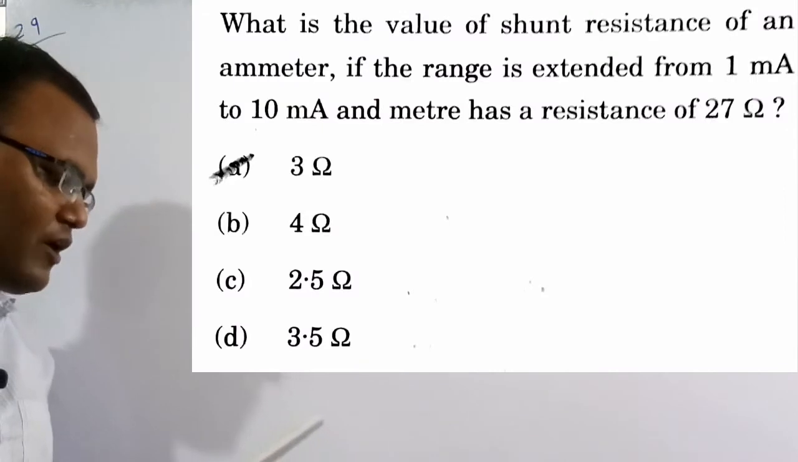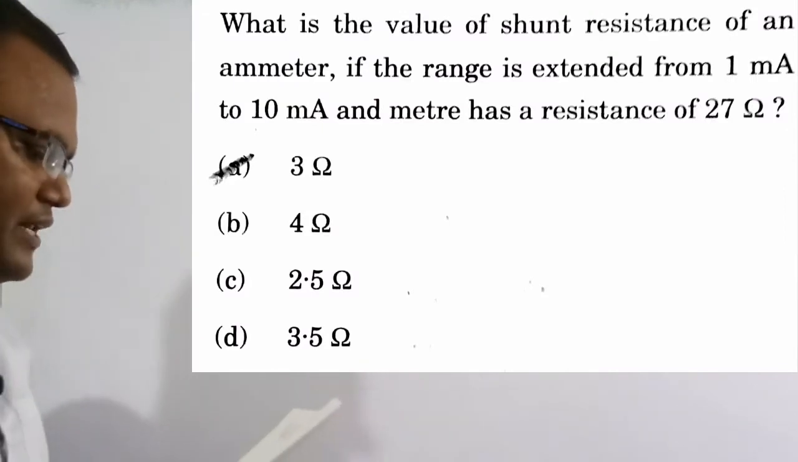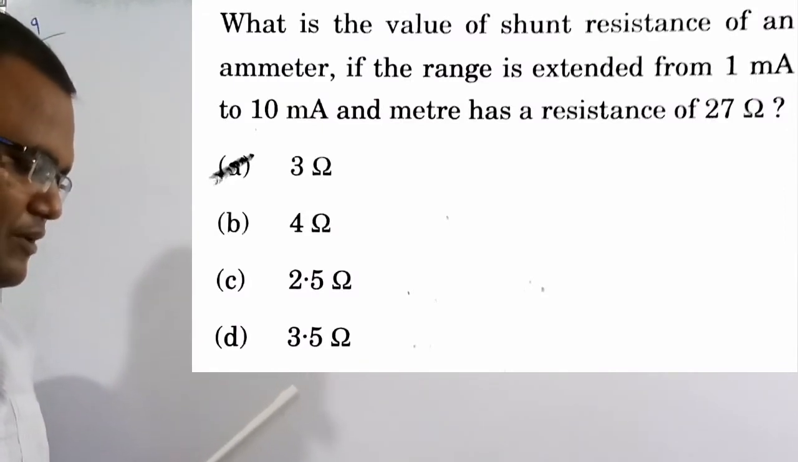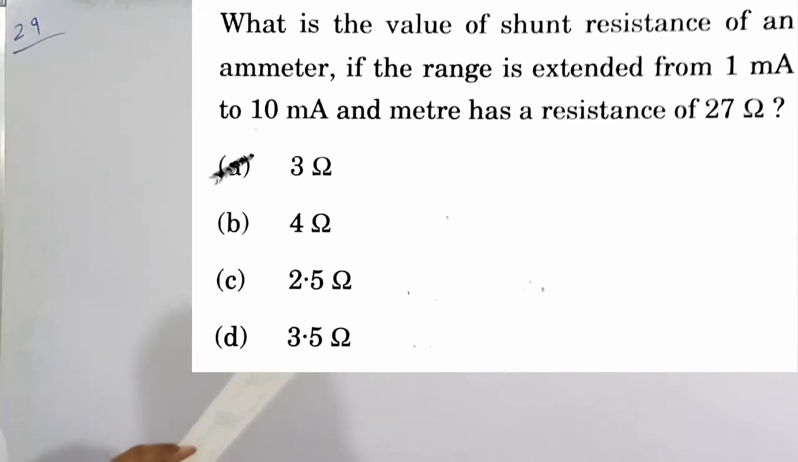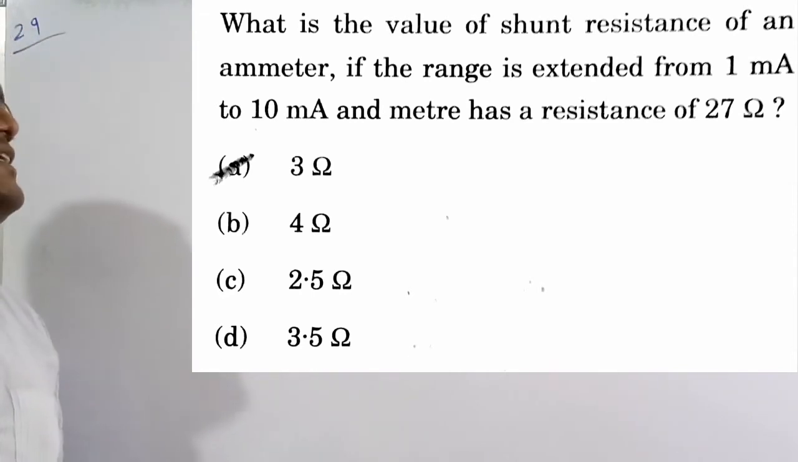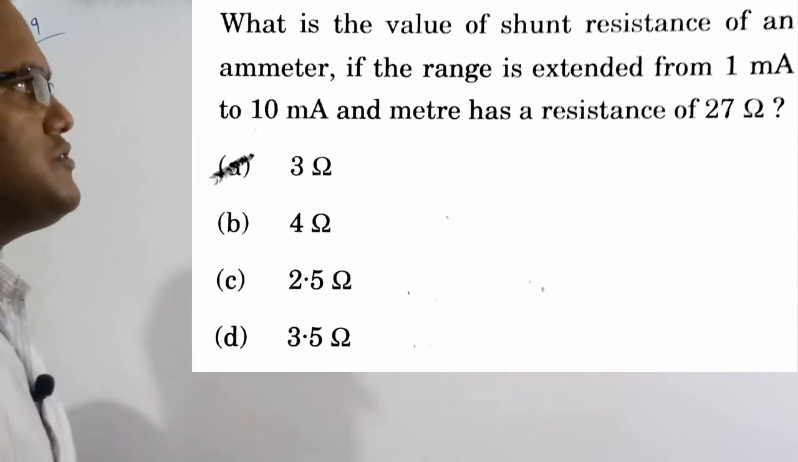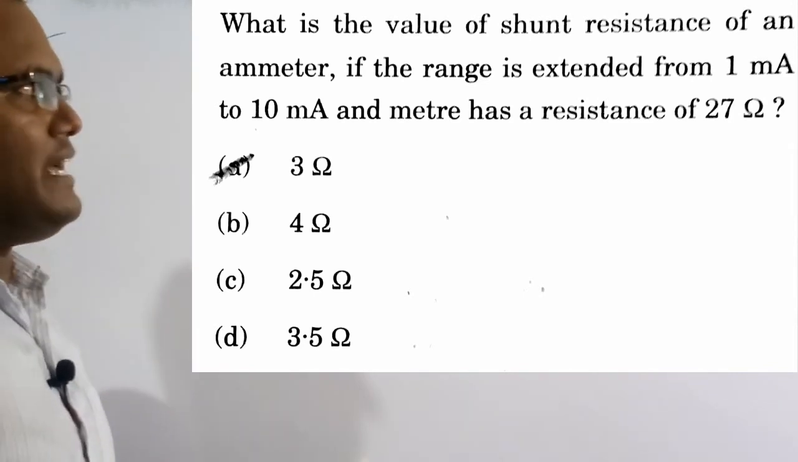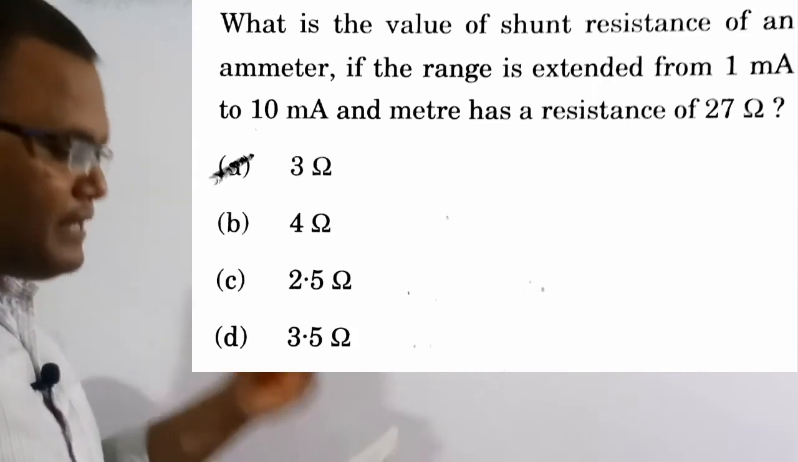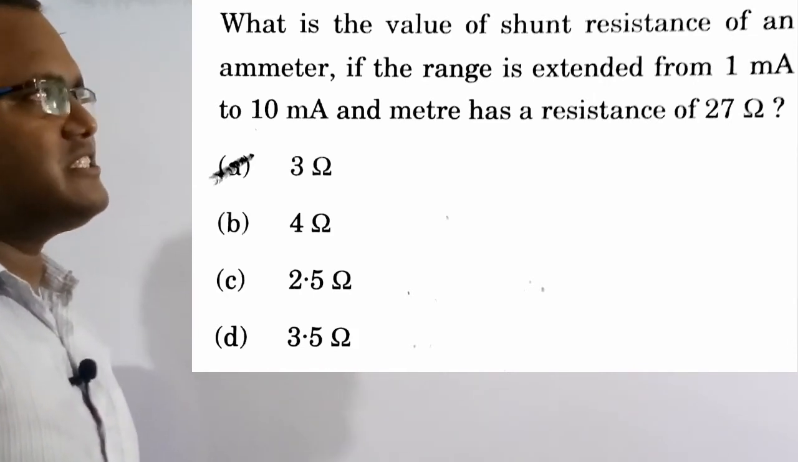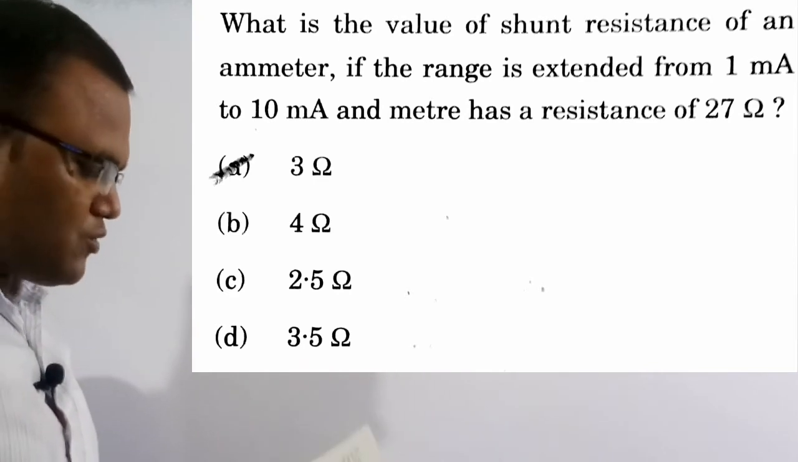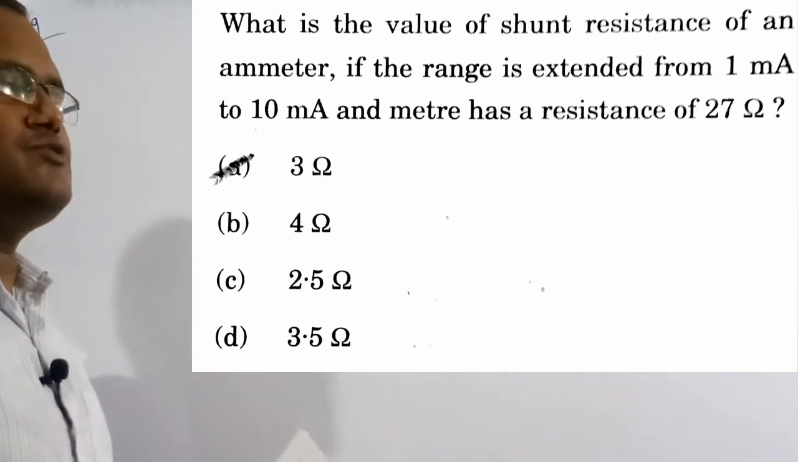Now we are going to solve the 29th question. What is the value of the shunt resistance of an ammeter if the range is extended from 1 milliampere to 10 milliampere and the meter has a resistance of 27 ohm? So the meter has a resistance of 27 ohm, and we are going to extend the current of this meter from 1 milliampere to 10 milliampere. What is the shunt resistance required, that we need to figure out. Option A, 3 ohm, is the correct solution of this question.